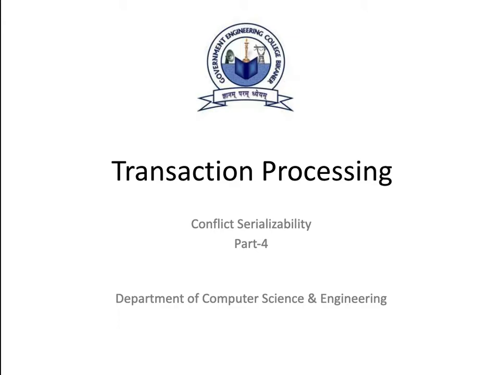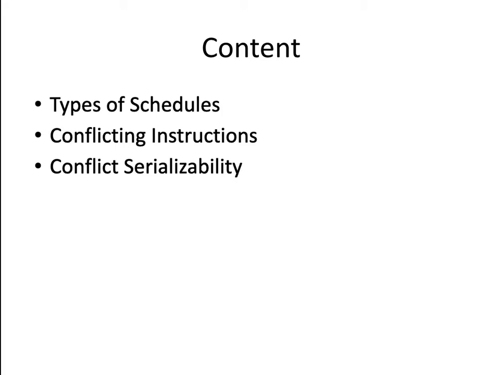Today we are proceeding towards our fourth part of transaction processing that deals with conflict serializability. These are the contents that we are going to study. We'll study about conflicting instructions, then we'll proceed toward our conflict serializability.